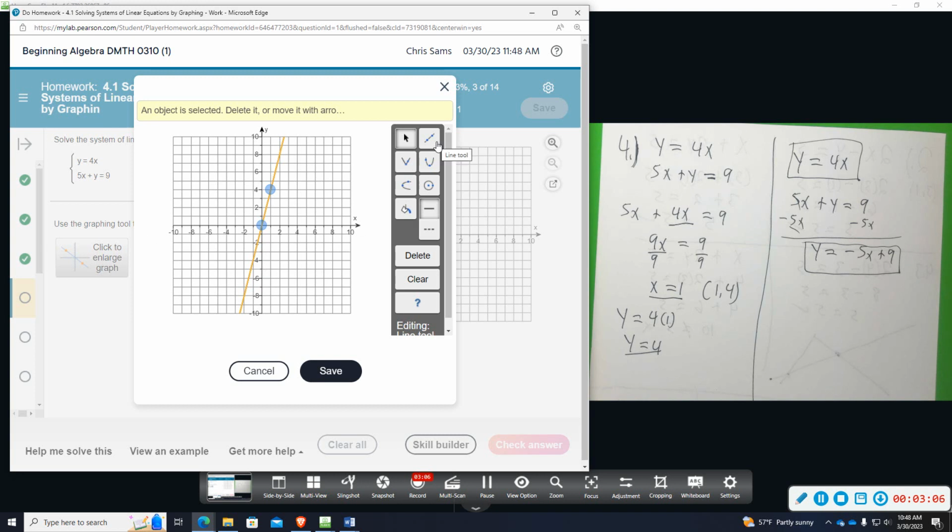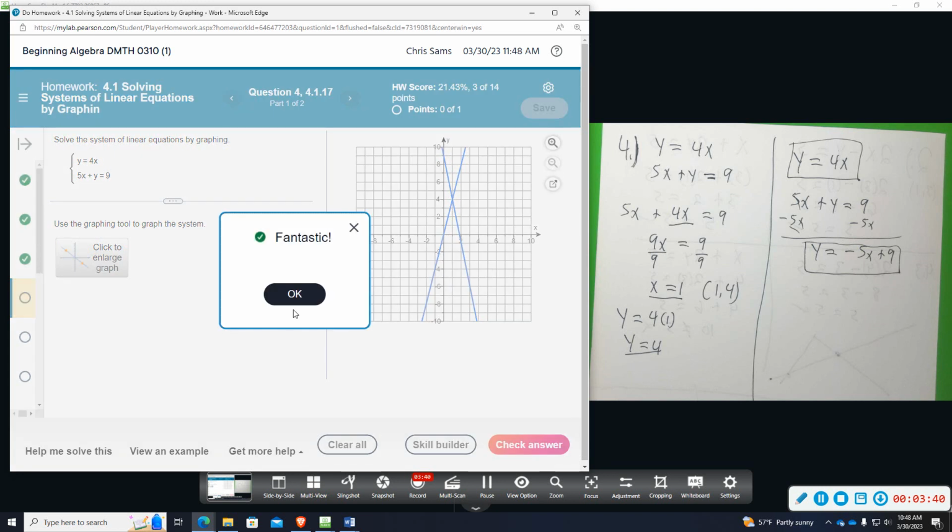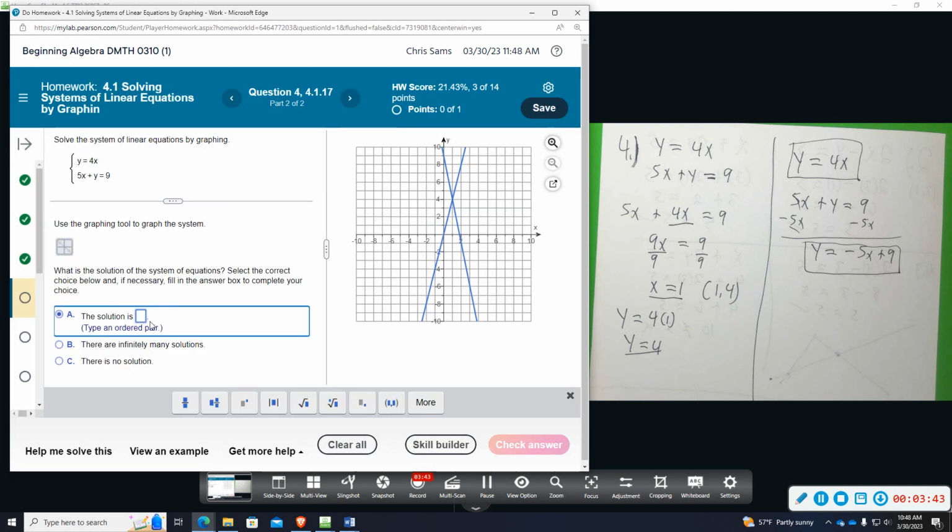And then I'm going to click the line tool again, and we're going to go up 9, and my slope is negative 5, so I'm going to go down 5, and then we're going to go right 1. And if you look at that intersection, that is 1 and then up 4, which is what we got. All right, and then we're going to put the ordered pair in.